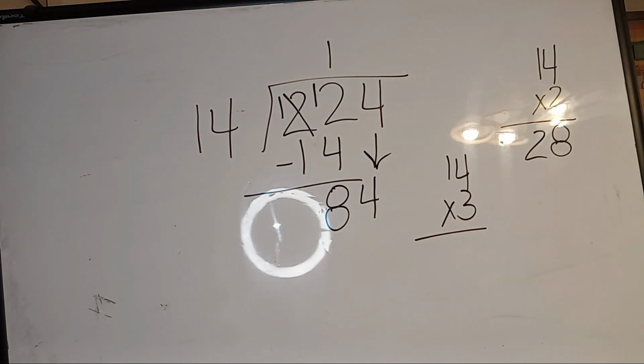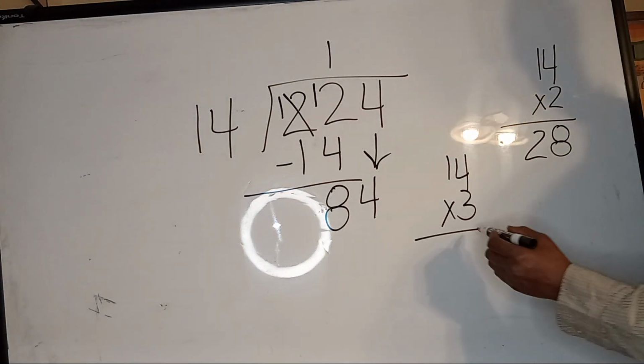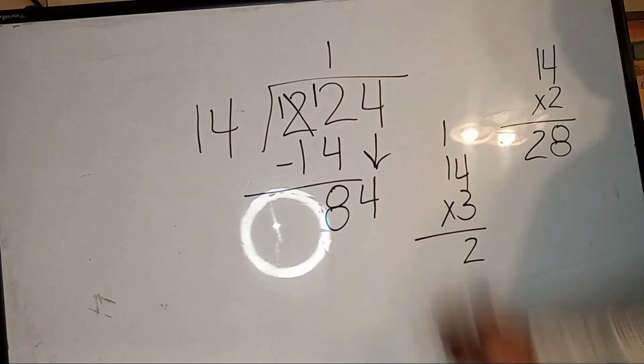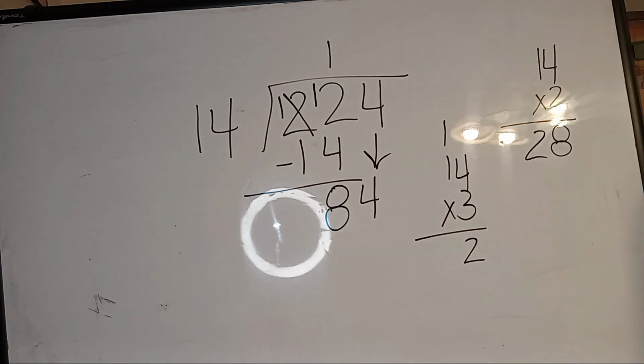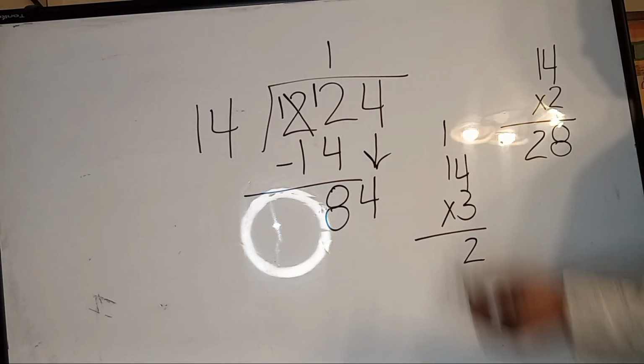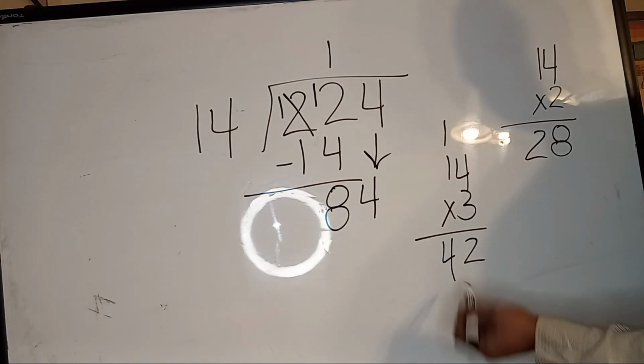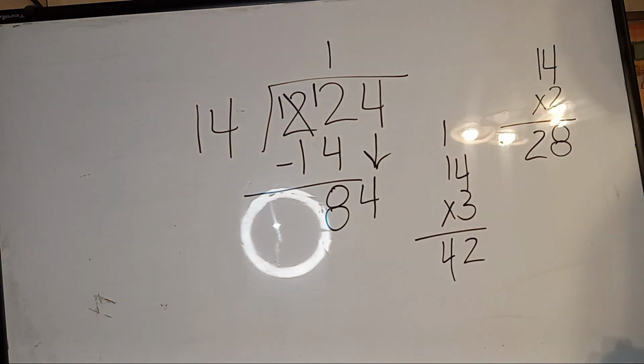What's 3 times 4, Jamir? 3 times 4 equals 12. All right, so we put our 2 here. We carry over our 1. 3 times 1 is how much? 3. And then we add 1. 4. All right, that gives us 42. We're not there yet. We have a lot more we need, right?